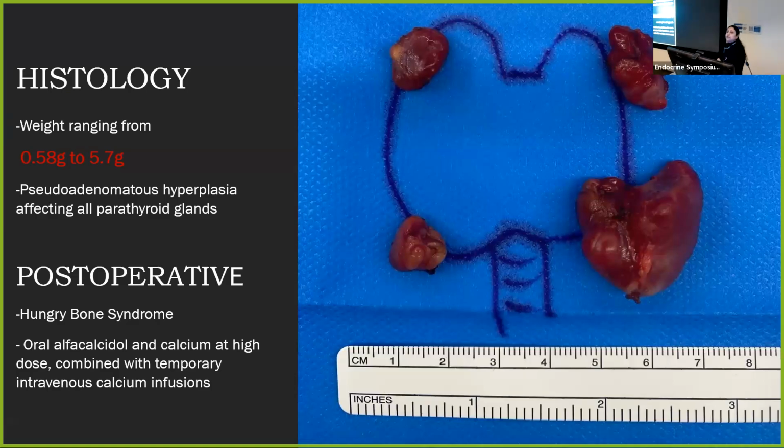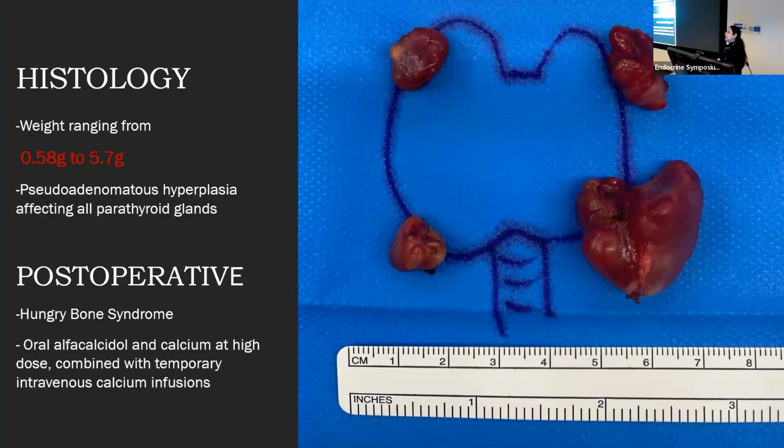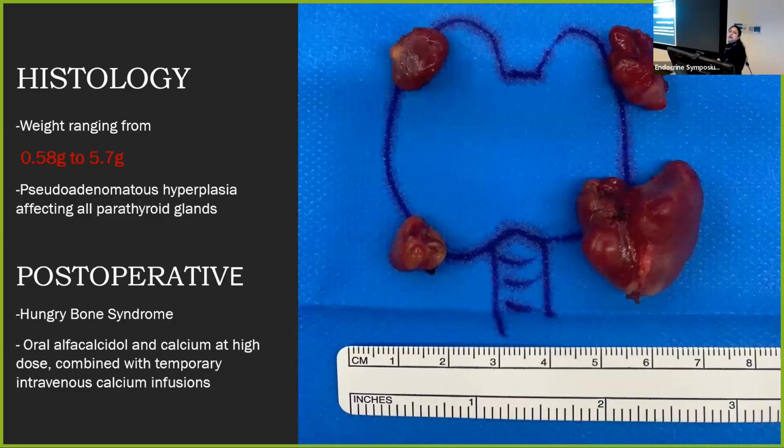At surgery, all 4 glands were identified in the neck and a total parathyroidectomy was performed. We did not perform a thymectomy. We did not use intraoperative PTH. On histology, all 4 glands were affected by pseudoadenomatous hyperplasia, and the glandular weight ranged from 0.58 to 5.7 grams. Post-operatively, expectedly, this patient went into hungry bone syndrome, but this was closely managed with both calcium as well as alpha-calcidiol, requiring temporary IV calcium infusions.